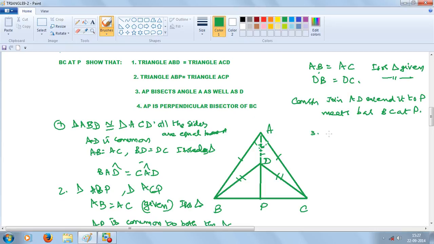So the third question is, by part 1, triangle ABD is congruent to triangle ACD. Therefore, angle BAD is equal to angle CAD. Therefore, AP bisects angle A as well as angle D.